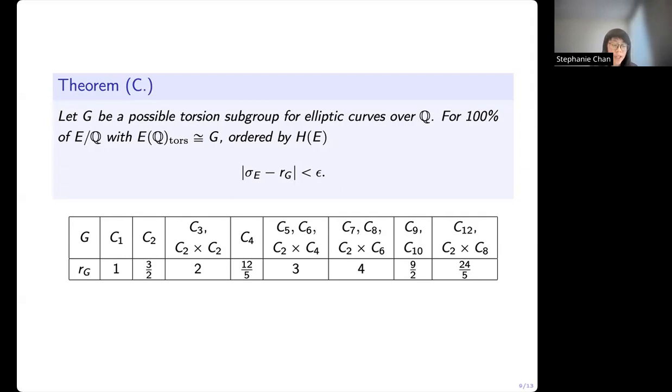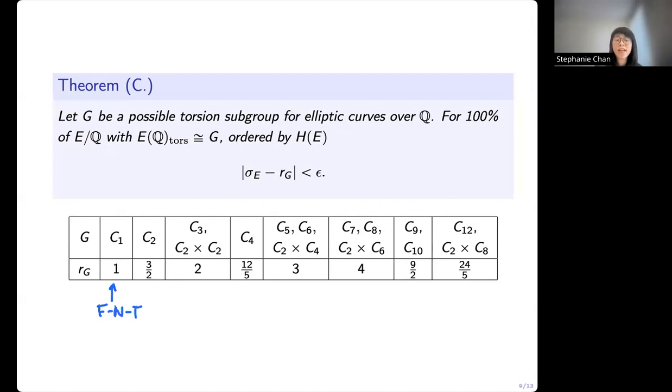So fixing any one of these possible torsion subgroups, for almost all elliptic curves with this torsion subgroup, ordering by naive height, their Szpiro ratio is arbitrarily close to the values that are given in this table.